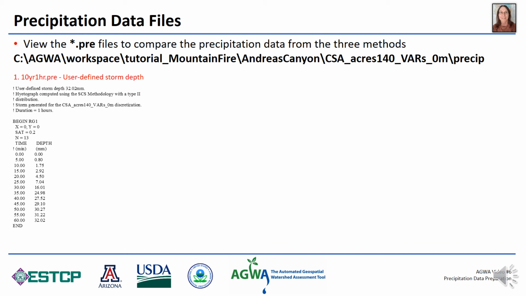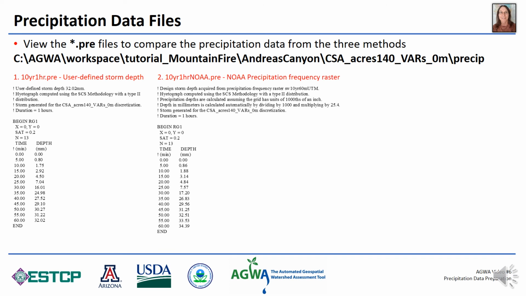Notice that AGUA creates a header that documents how this storm was created, including the storm depth and how the hyetograph was computed. Every precip file is formatted as if it was from a rain gauge, where the X and Y values are the rain gauge coordinates. The SAT is the initial soil saturation, N is the number of time steps, and finally, the time depth pairs are shown in millimeters. Notice that there are 13 time steps, N equals 13.